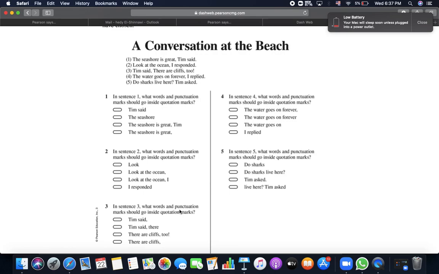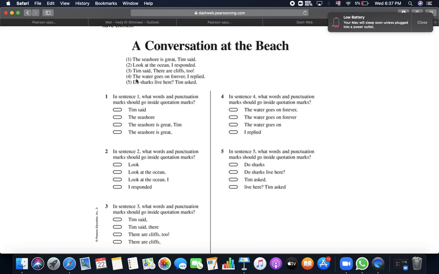In sentence 3, what words and punctuation marks should go inside the quotation marks? Again, quotation marks. What should go inside? Tim said, "There are cliffs too." So what did Tim say? There are cliffs too. So I put it between quotations. So where are There are cliffs too? The first, second, third, or fourth? The third. Excellent.